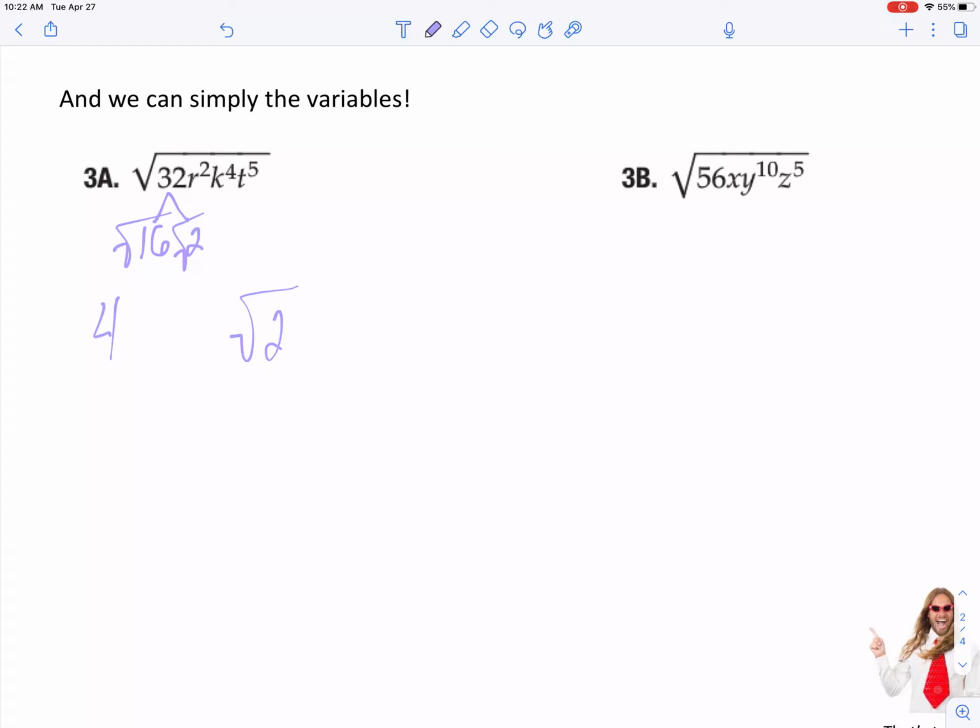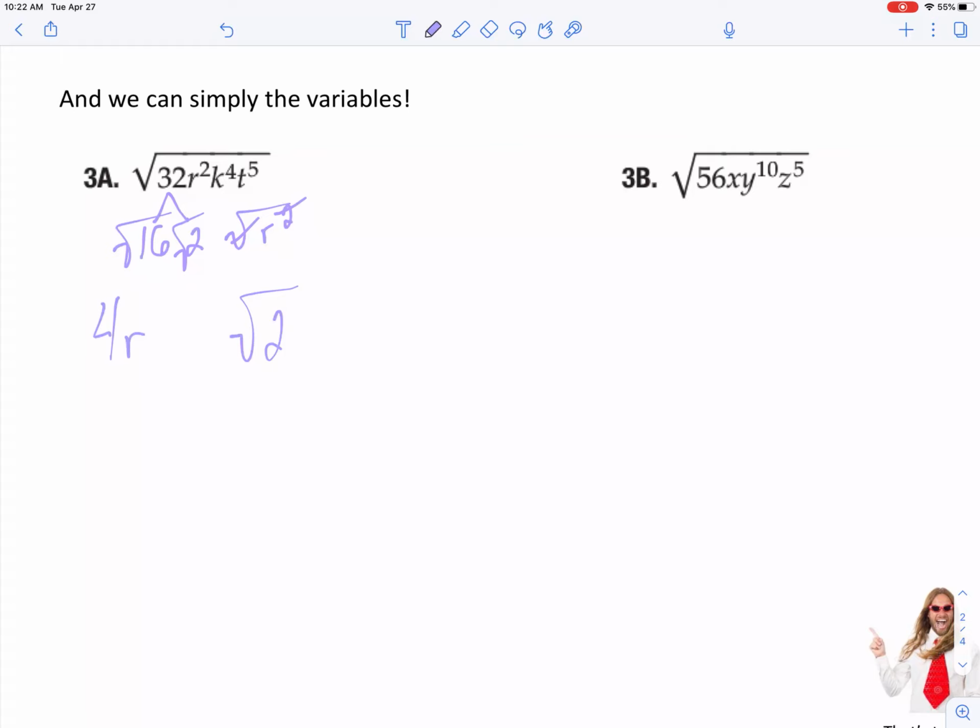So just like you were able to split up the 16 and 2 from that 32, I'm going to split up each of these variables and kind of assess them one by one. I know anytime I'm taking the square root of something squared, that actually cancels, right? So now I just have an r. What I'm essentially doing, when you have these square roots, you are taking the exponent and dividing it by 2.